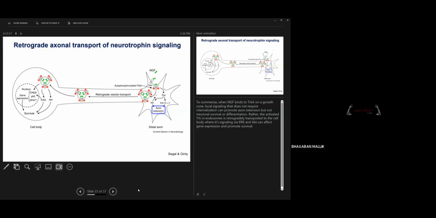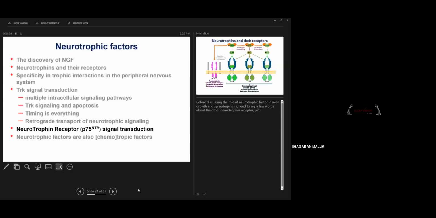But in the axon terminal, the role of AKT, because you have activation on both sides. Here also you have activation of AKT and ERK1 in the axon terminal. So that helps in axon extension. But the activation of AKT and ERK in the cell body helps in the survival of the neurons. That is what they have found. So there is retrograde transport of this complex of neurotrophins and their receptor to the cell body for the survival and maintenance of the neuron. Okay.